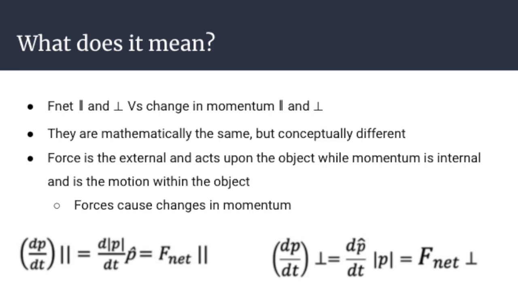In this lab, F net and the change in momentum are mathematically equal to each other. We calculate the parallel and perpendicular components of the change of momentum and then just set them directly equal to the corresponding F nets. They are, however, conceptually different. Net force is external and acts upon the object, while momentum is internal and is the motion within the object, and forces cause change in momentum.